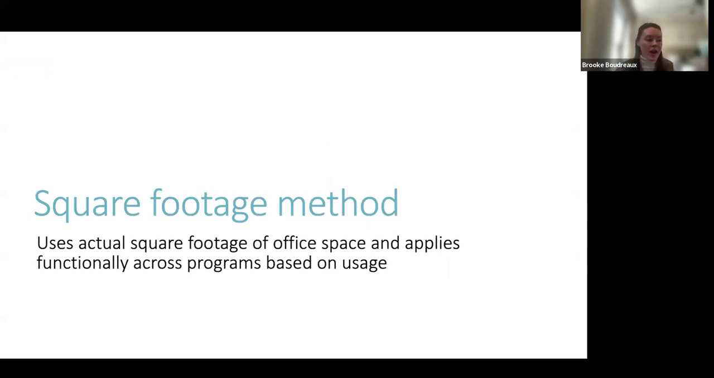Okay, moving away from our time and effort methodologies and thinking a little bit about things like rent, perhaps, or things that might be allocable based on the amount of space that we have. We're going to talk about the square footage method, and this takes actual square footage of an office space and applies it functionally across the programs based on the usage. So at the drop-in center, The Landing, we used the square footage method to allocate our rent between our programs.